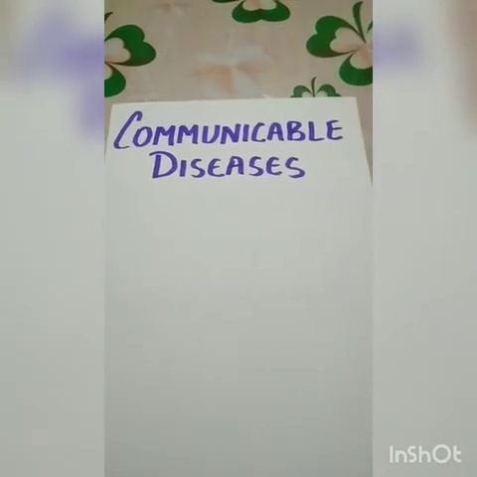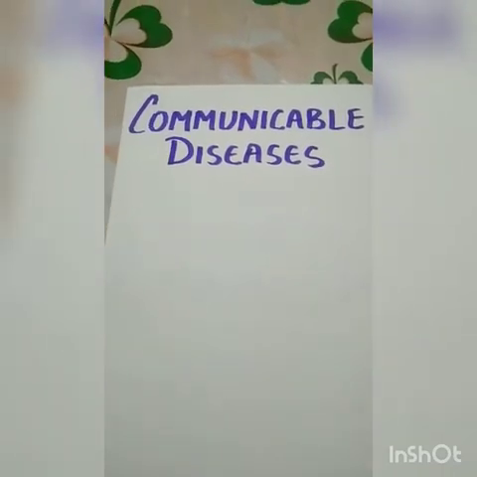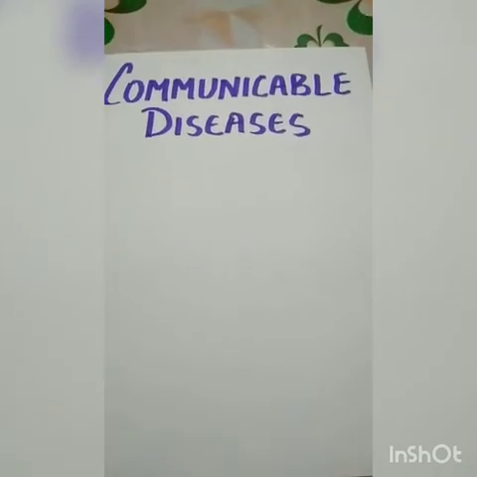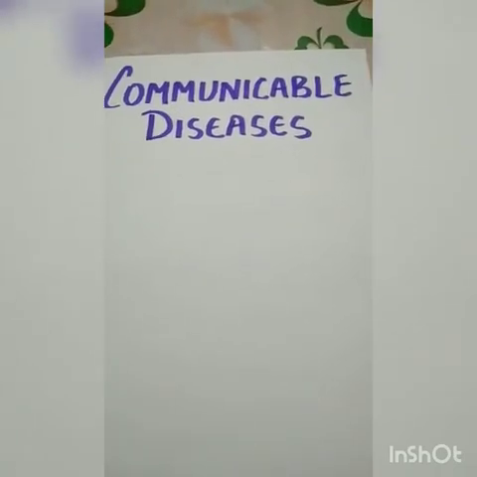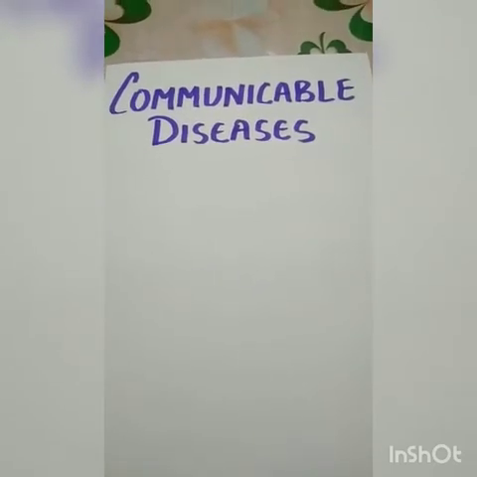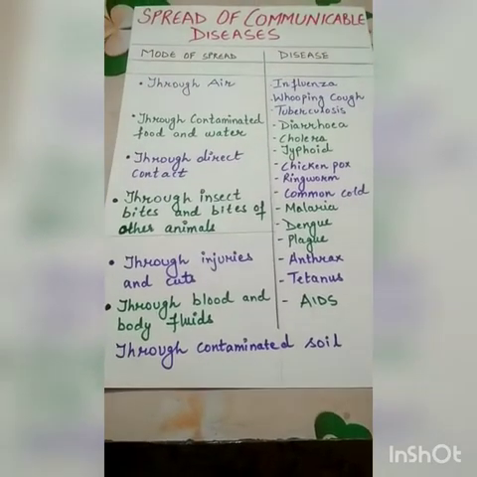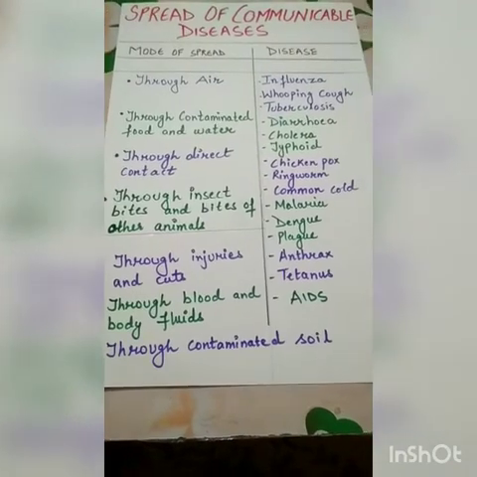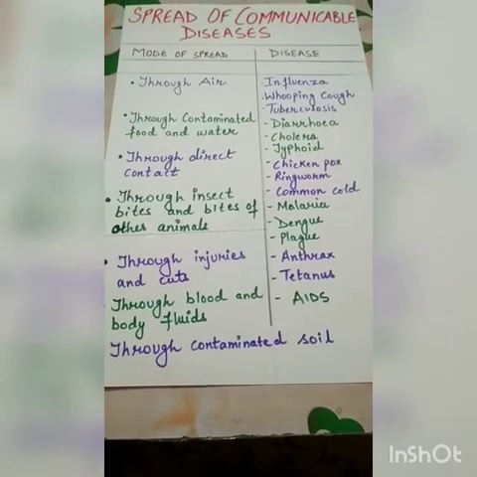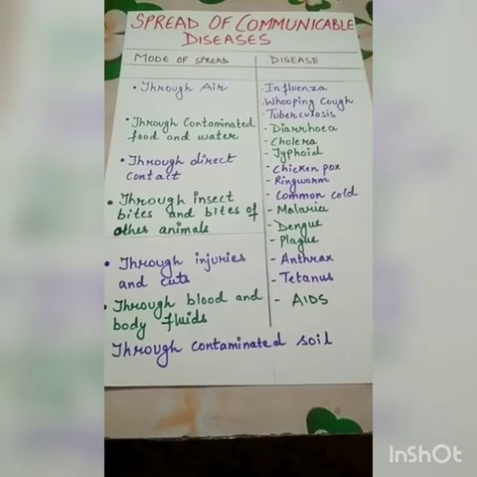In the last video, we learned about diseases, their types and what causes them. As we know, communicable diseases are those diseases which can spread from a sick person to a healthy person. So today we will learn how communicable diseases spread. There are various ways through which diseases are communicated from an infected person to a healthy person. Now let us learn about some of these ways.